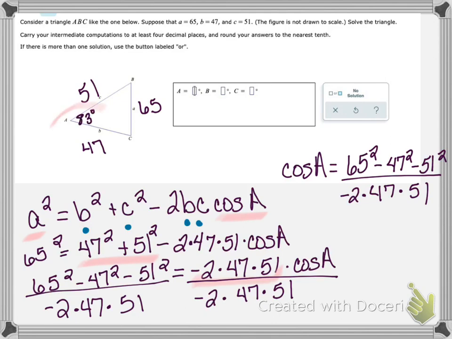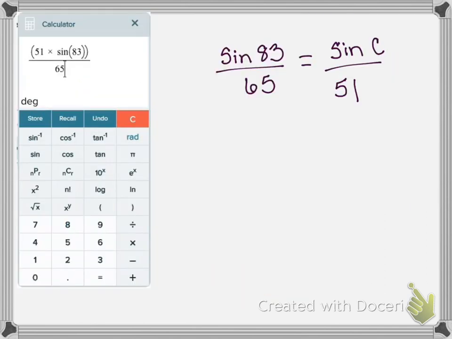Now what we have is a relationship between an angle and its side. So we can use that relationship using law of sines. And that's what I have set up here. I have sine of 83 because I just found out that that is angle A. So this is the sine of angle A. 83 is our angle A. Okay, and 65 is the length of our side A. So I have a relationship there, a proportion. Because I have that proportion, I can now use the law of sines.